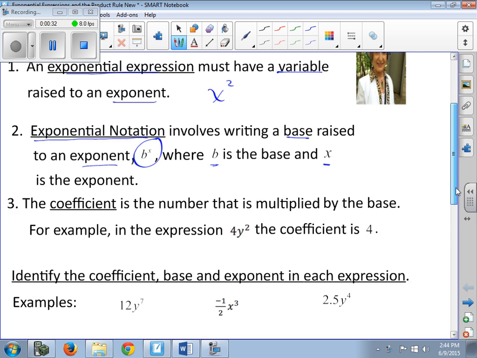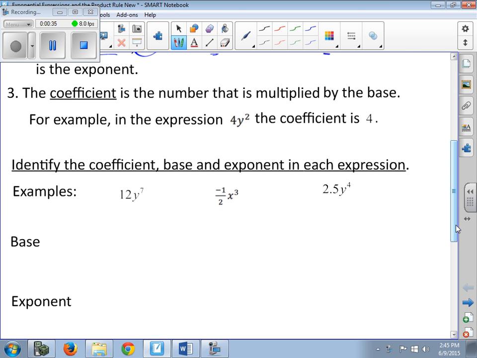Coefficient. The coefficient is the number that is multiplied by the base. For example, in 4y squared, the coefficient is 4. It's the number.